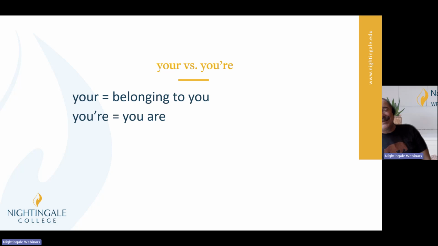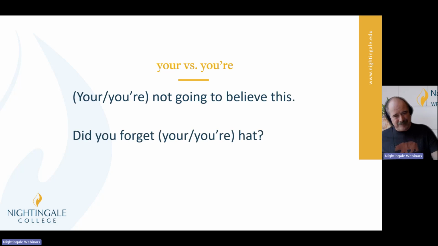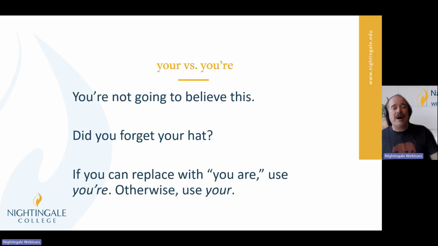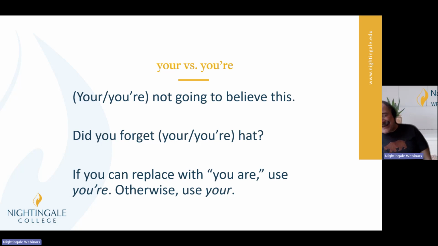So the top one, your, belonging to you. Oh, we've got another one of these pronouns that deal with possession. And again, we have another deal with an apostrophe. Your, you are. The rule for this is probably going to look something like the rule that we saw for it's and its. So it's the same sort of rule of substitution. Try to replace with you are, and if it doesn't make any sense, then you know not to use the version with the apostrophe.